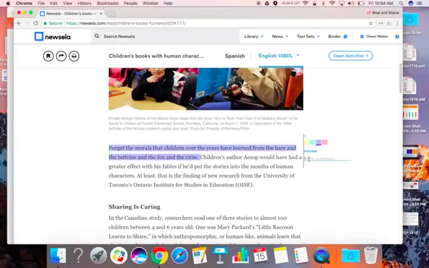And then I would come over here and I would write something. I would write my thought, because annotating is really showing your thinking, showing your understanding, or it's asking questions so you can ask for help, or maybe you'll find the information later in the article. But that's how you annotate. Let's say I accidentally click this and I didn't want it. I can just go over here to the X and it is gone.